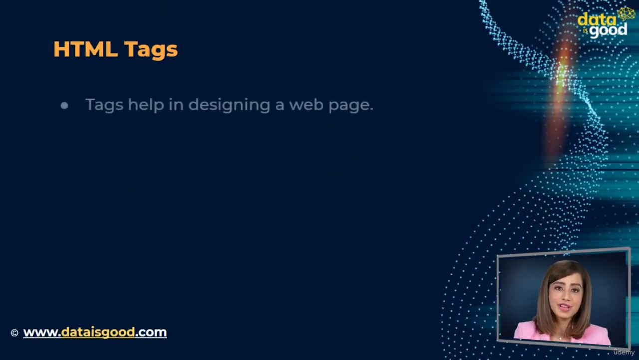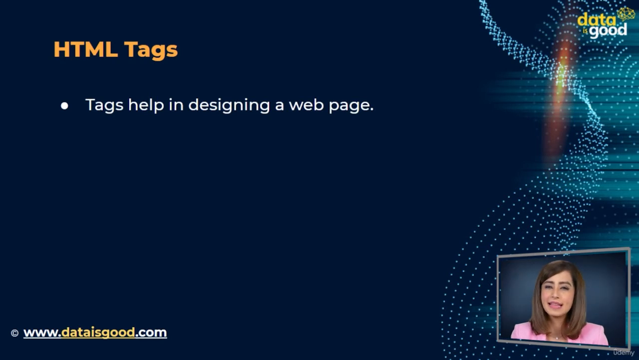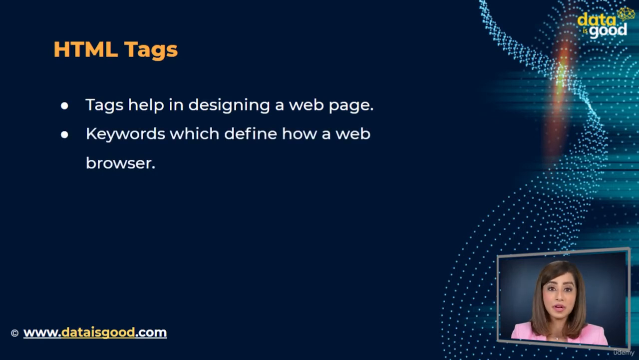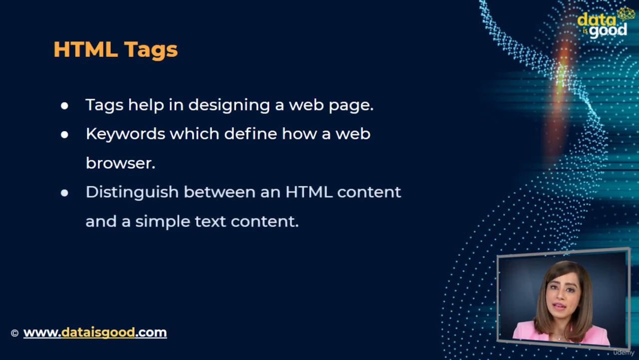There are a range of HTML tags that help in designing a web page. These HTML tags are like keywords which define how a web browser will format and display the content. With the help of these tags, a web browser can distinguish between an HTML content and a simple text content.